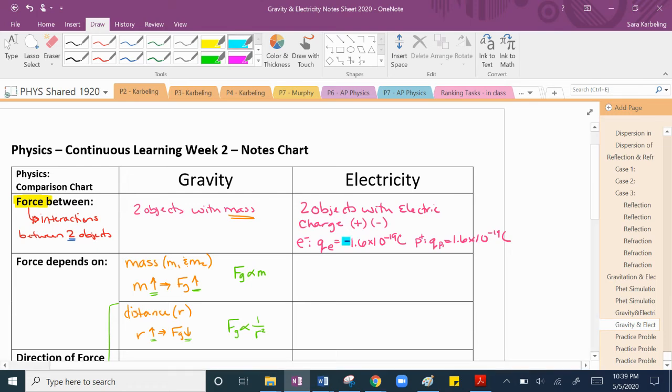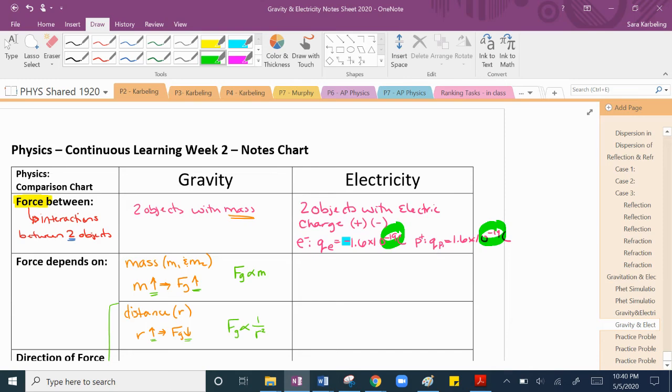The negative that we care about is the one right here. The negative that's in the exponent is just telling you how big that charge is. And the size of the charge in both cases is exactly the same, okay? So the charge of an electron and the charge of a proton, the magnitudes are the same. The exponents are the same because they both have a very, very small amount of charge in terms of coulombs.